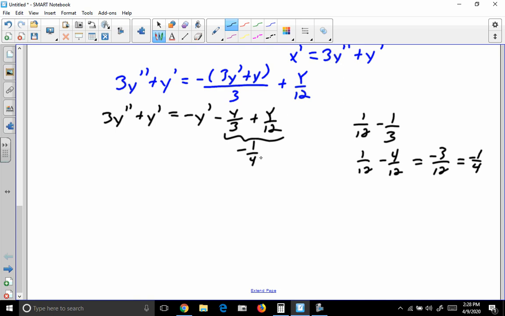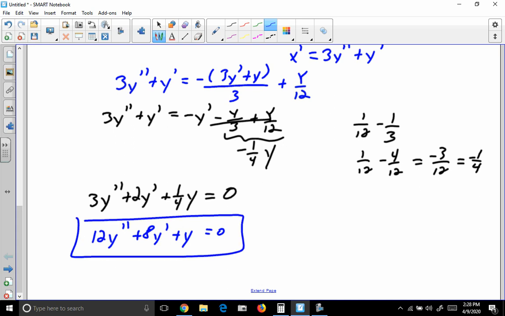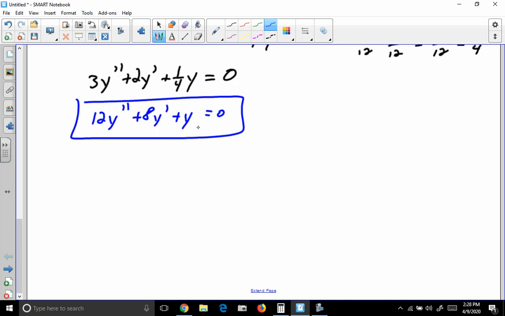That's minus 1/4 y. So if we get all of our y's on the same side, we would add y prime to both sides. So we would have 3y double prime, y primes. Add that to the other side, we'd have 1/4 y equals 0. So this is homogeneous. If you don't like having a fraction in here, we could multiply everything by 4, and that would give us 12y double prime plus 8y prime plus y equals 0. So that differential equation describes our system in terms of y. And this is just second order homogeneous.